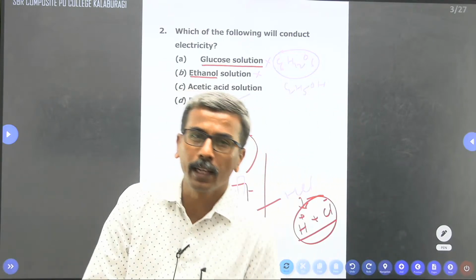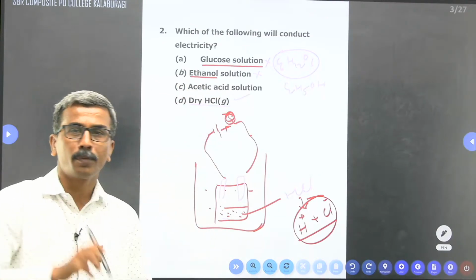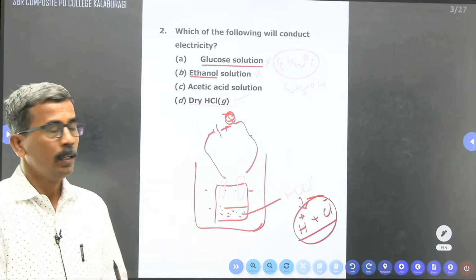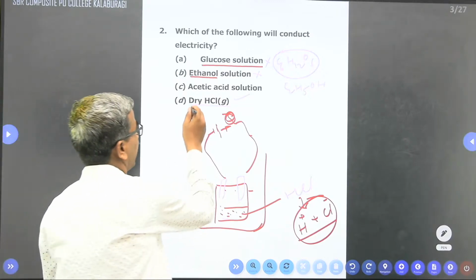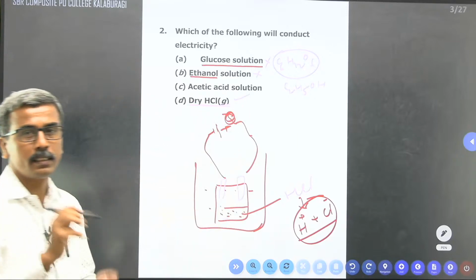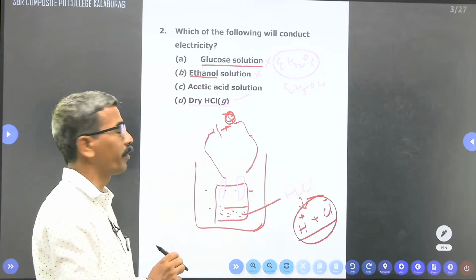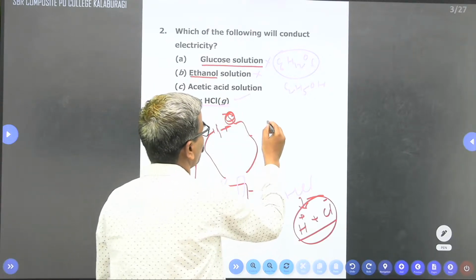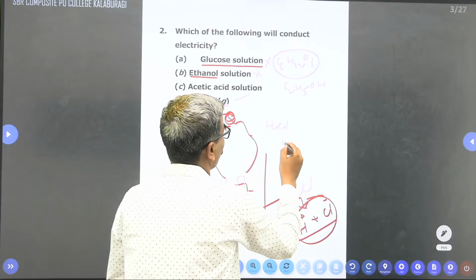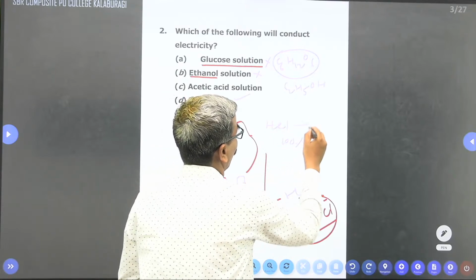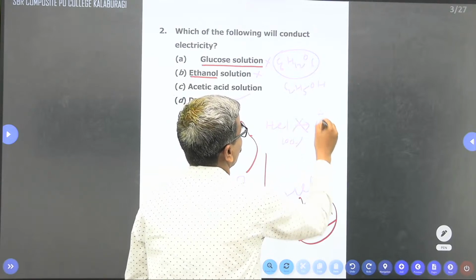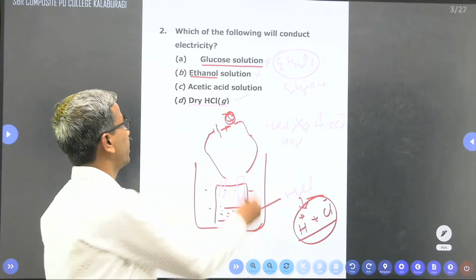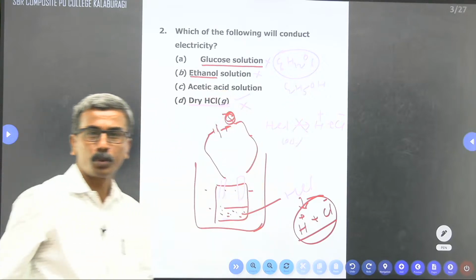Remember, whatever hydrochloric acid you use in the laboratory, in concentrated or dilute form, contains some water. But dry HCl means it is 100% HCl, in the gaseous state, without any water. So if HCl is pure, it will not dissociate into H plus and Cl minus. If it is not producing these, then it cannot conduct electricity because it is not producing ions.